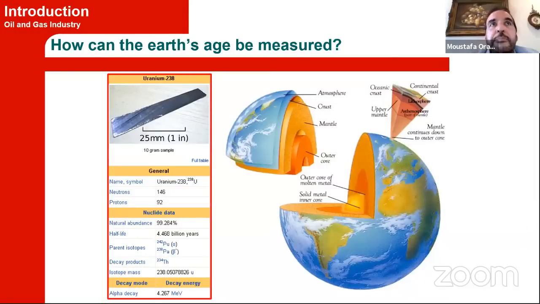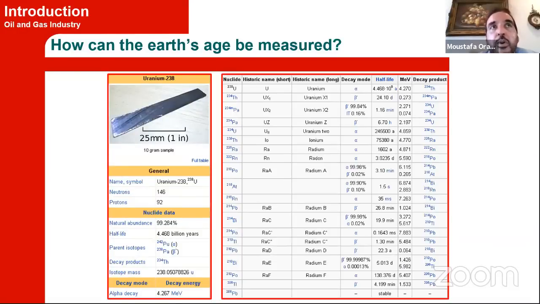You go to these mountains and look at these elements, and you see how much of the parent exists today and how much of the daughter exists today. By applying your basic physics of the parent-daughter relationship of decay, you can find out the age of this mountain, which relates to the age of the earth. These are some of the radioisotopes that you use.